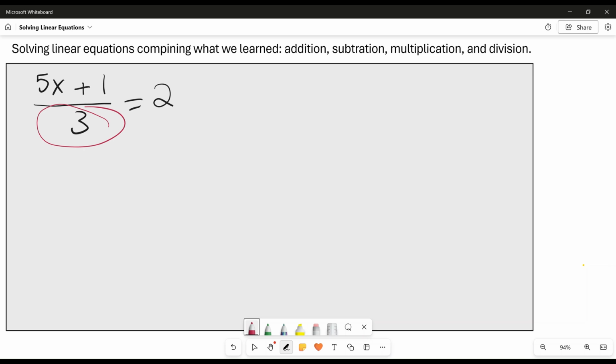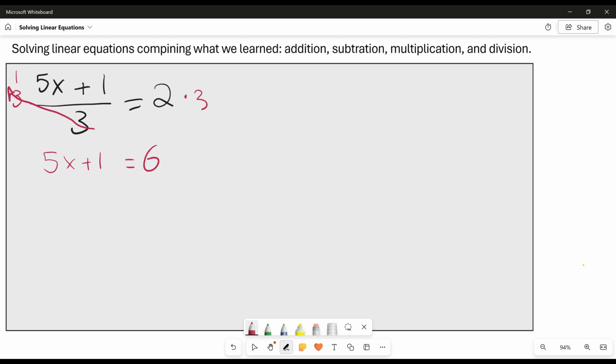Since that divided 3 is being shared with the 1 and the 5x, I could actually start with that divided 3 and multiply 3 from both sides. When I multiply 3 from both sides, this is going to cancel out, and I'll get 1. And remember, 1 times 5x is 5x. 1 times positive 1 is positive 1. So I will just get 5x plus 1 equals 6.